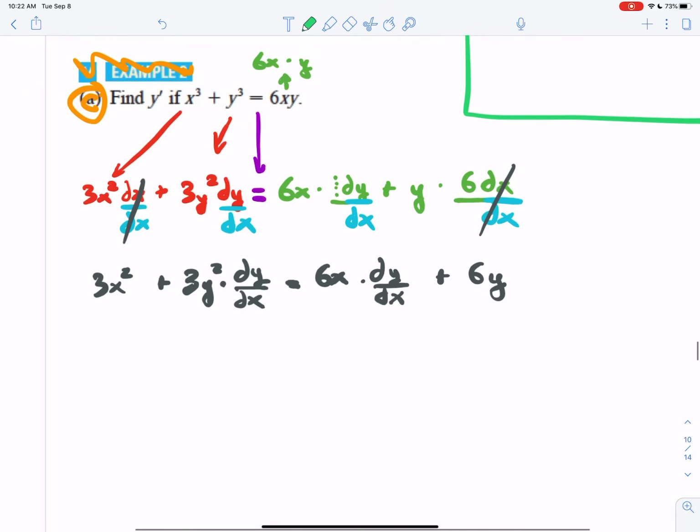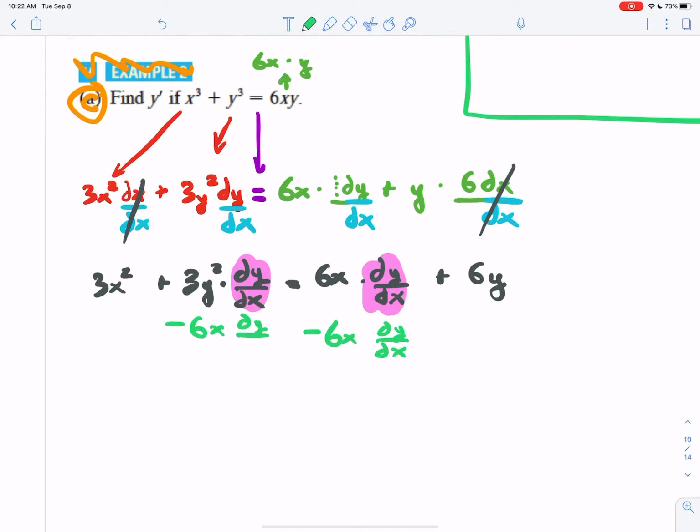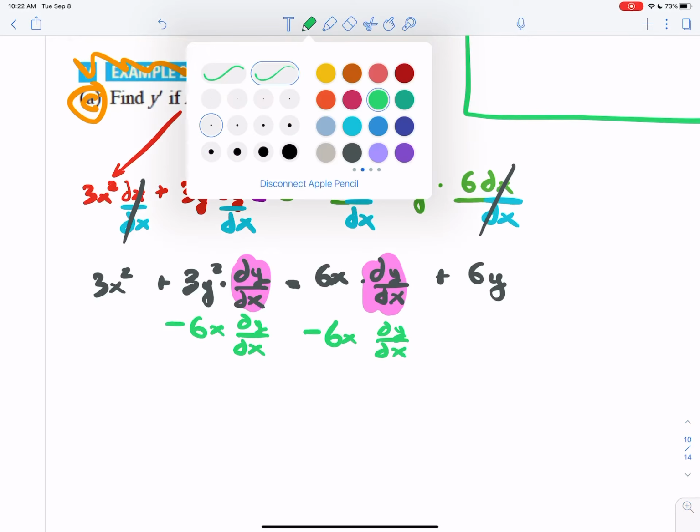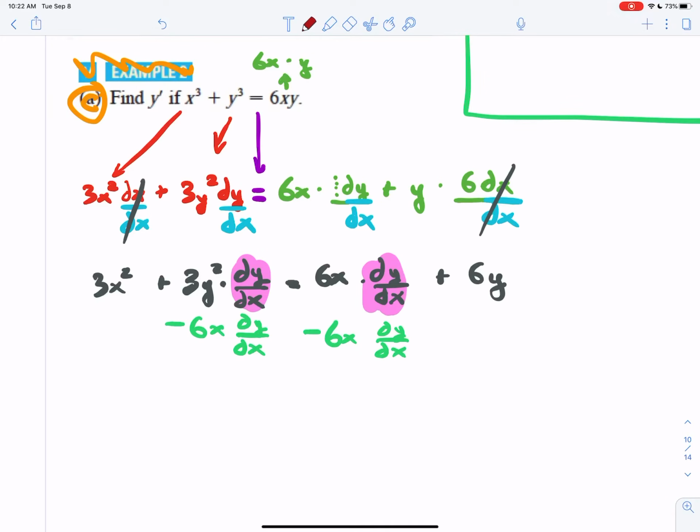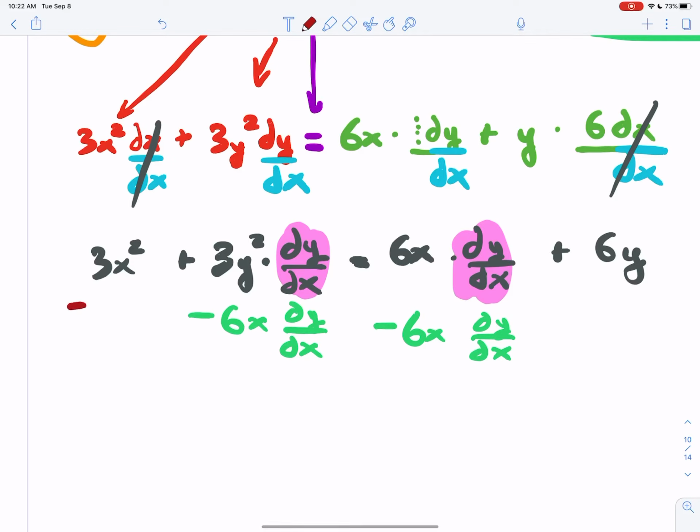I noticed that we have multiple dy/dx terms. We have one right here, but we also have one right here. I'll show you the logical way, and then I'll show you a shortcut afterwards. We're going to subtract 6x dy/dx on both sides. I'm going to bring all the dy/dx's over to the left, and anything that doesn't have a dy/dx, I'm going to move towards the right. I notice that 3x squared doesn't have a dy/dx, so I'm going to move that over here. So I'm going to go opposite, and then I'm going to go opposite.